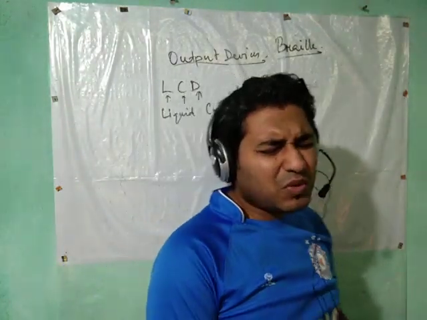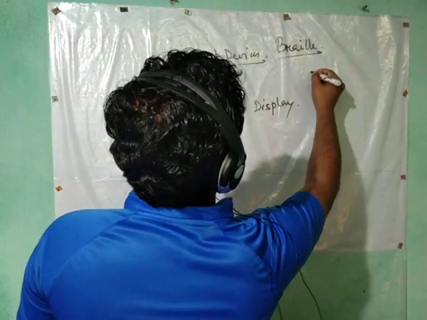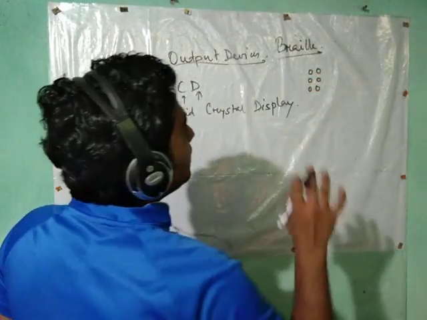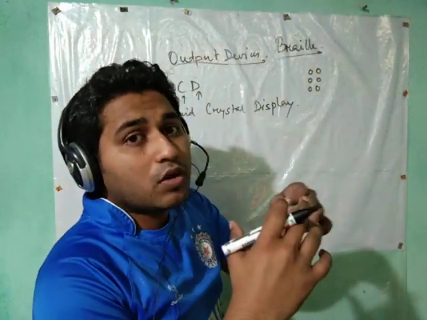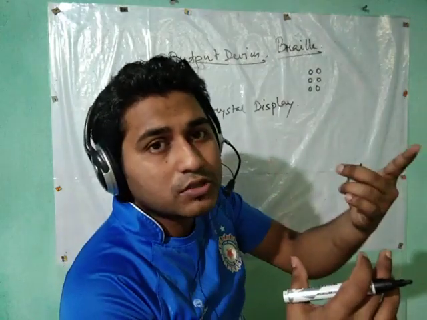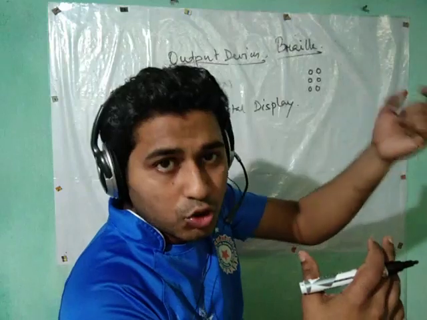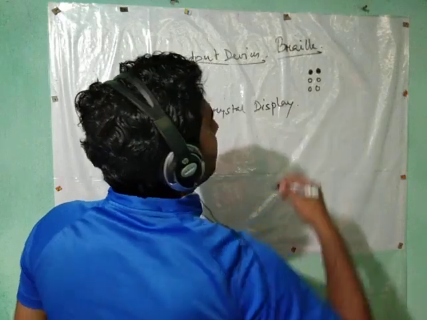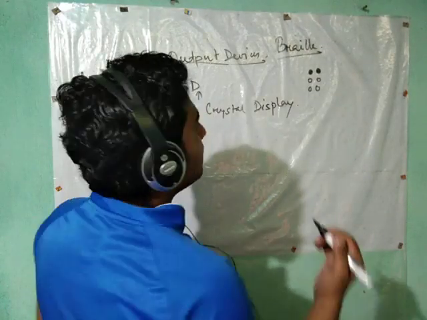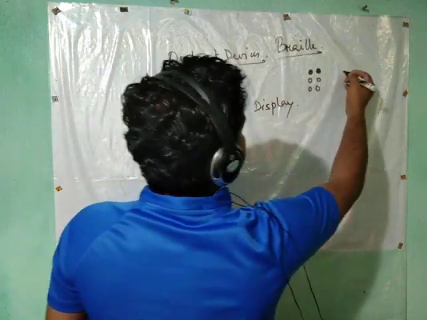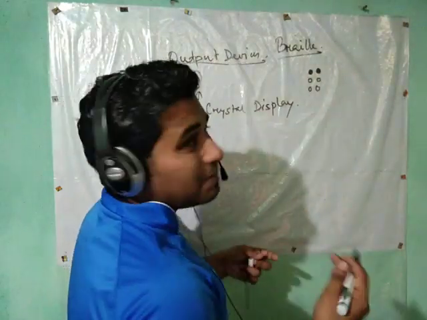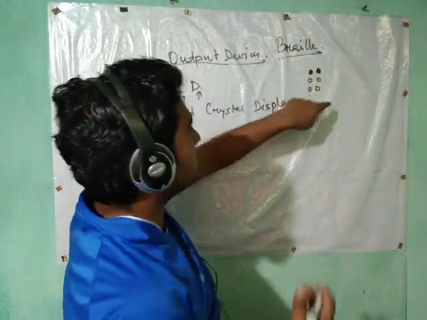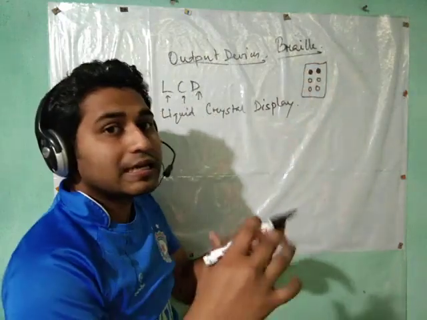Actually, what Braille code is, is nothing but six similar dots that will be available, but out of those, depending upon the character which they want to show, some of them are raised. Suppose one of the characters, A, B, C, D, like that, this whole arrangement will indicate it.